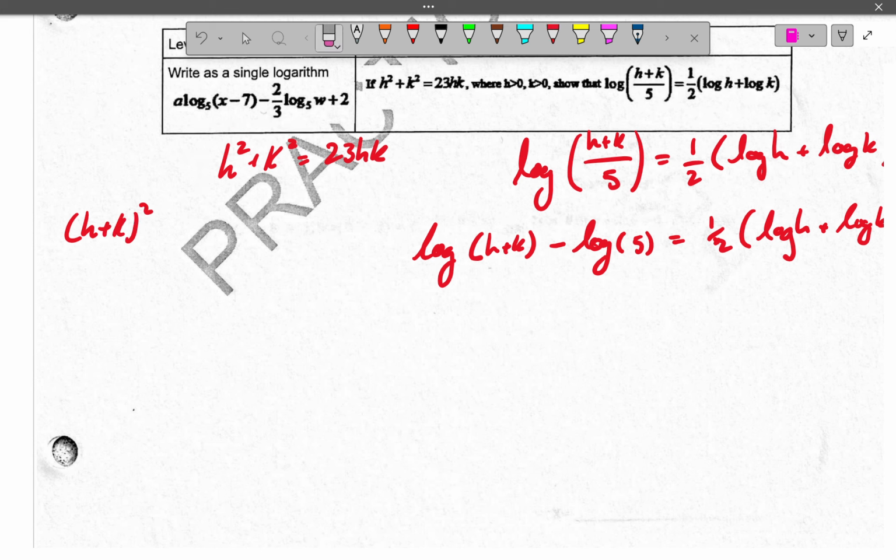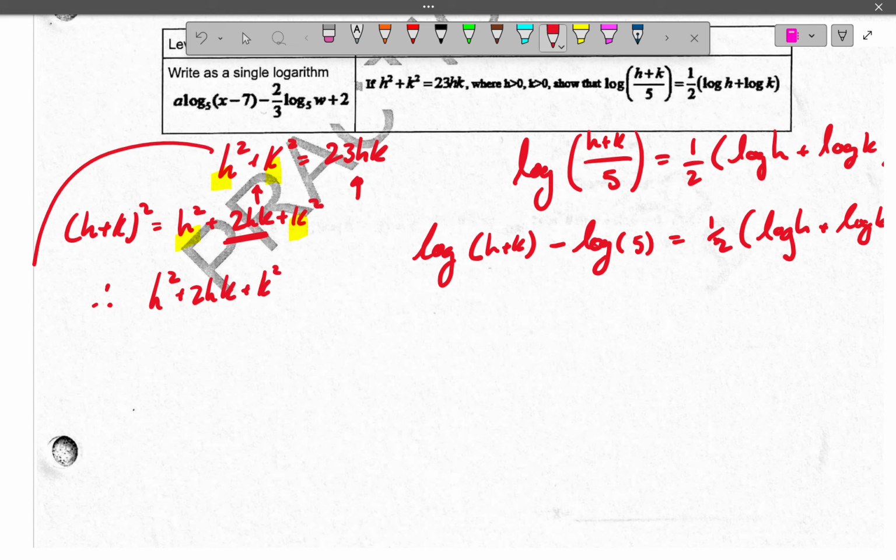If we were to expand this, this would be h squared plus 2hk plus k squared. And that's really close to what you already have here. You have the h squared and the k squared. So if I want h plus k all squared, I need to add just a 2hk on this side. And if I do that, I have to also add a 2hk on the other side. So I could say, therefore, h squared plus 2hk plus k squared, taken from what we had here, will be equal to 23hk plus another 2hk.